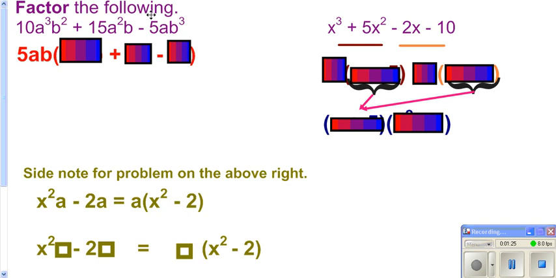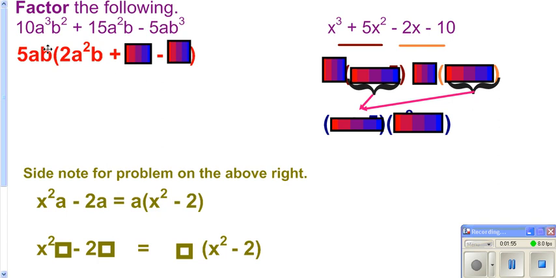You always take out the smaller exponent on your variable, so we're going to pull out an a to the first. Same type of thing here with your b's. Pull out a b to the first. You then got to ask yourself, okay, 5ab times what would give me this first term? Well, a 5 times a 2, and an a times an a squared gives you your a cubed, and your b times another b gives you your b squared.